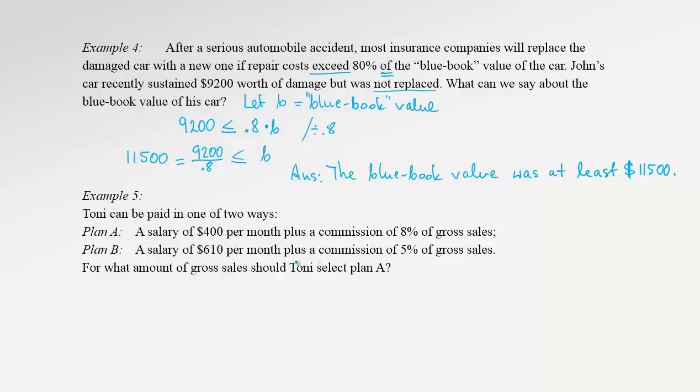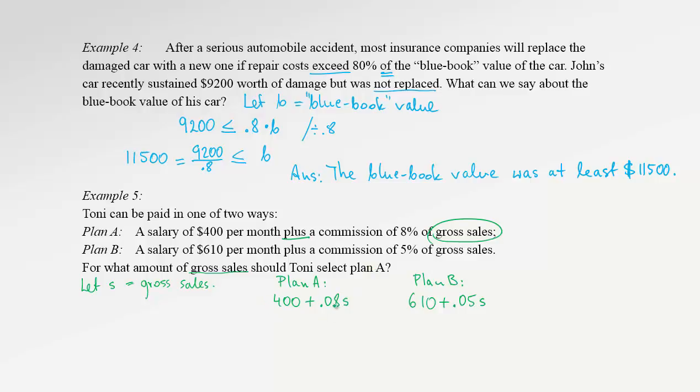Well, Tony would select plan A if plan A would give him more money. So, since we don't know the gross sales, let's introduce a variable. Let S represent the gross sales. Then we need to figure out the expression in terms of gross sales, meaning S, of his pay according to plan A. So, according to plan A, he will be paid $400 plus a commission of 8% of gross sales. So 8% is 0.08 and the amount of gross sales is S, 0.08S. Okay, let's see how much money would he get according to plan B. He would get $610 without doing anything, but on top of it, he would get 5% of gross sales, so 0.05 of S.